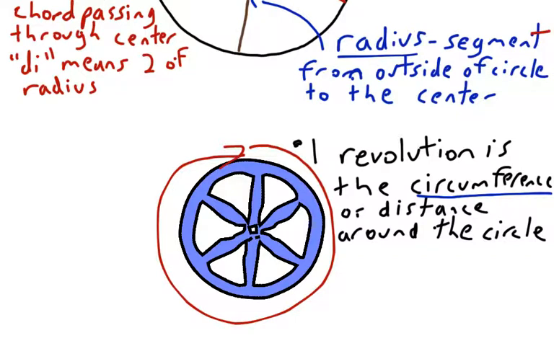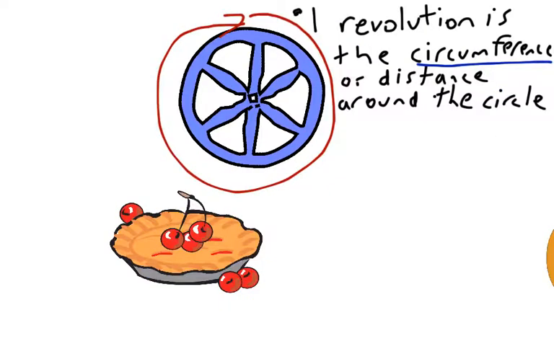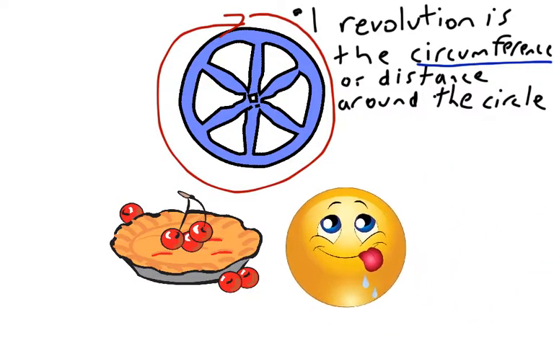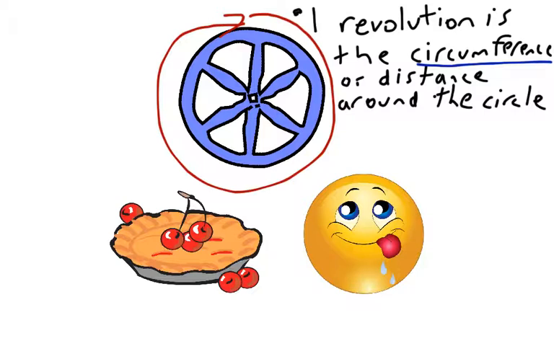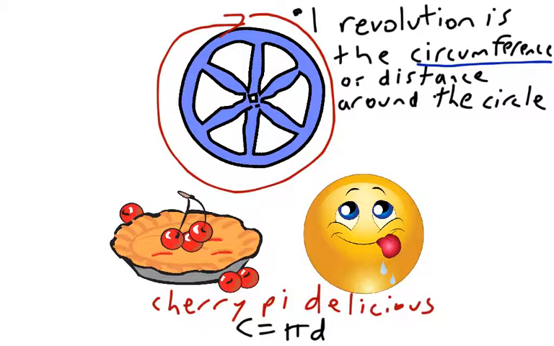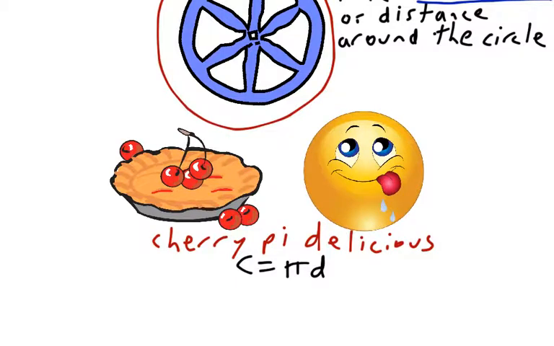And there's an easy way to remember this. And that memory tool is cherry pie is delicious. And this is how that works. Cherry pie, pi meaning the pi symbol or 3.14, delicious. And D stands for the diameter. So let's write that formula down, C equals pi d, and make sure that we label what each of these mean.